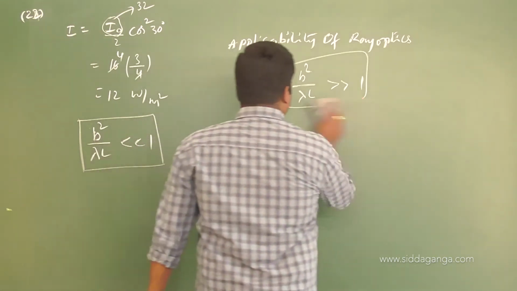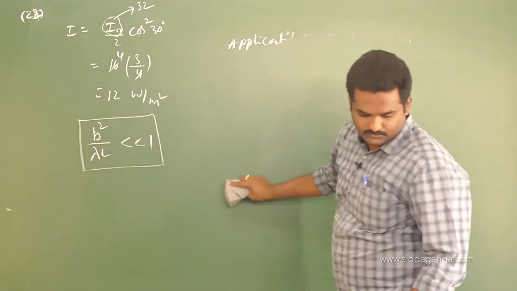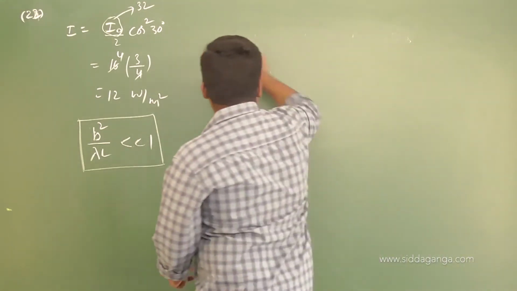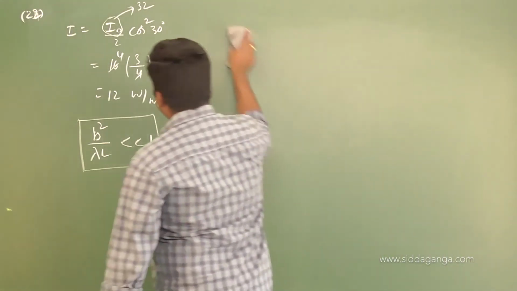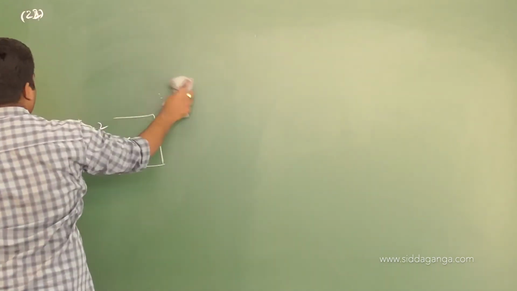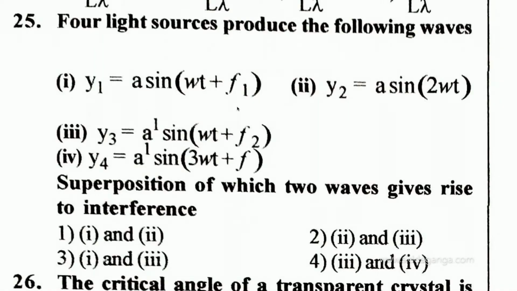Okay. Next we will move on to 25. Even this is a simple theoretical question, nothing to solve. You can just think over it and tell me. Coherence conditions we have studied. What is that coherency condition? Light sources produce the following waves, Y1, Y2, Y3, Y4. Superposition of which two will give rise to interference?